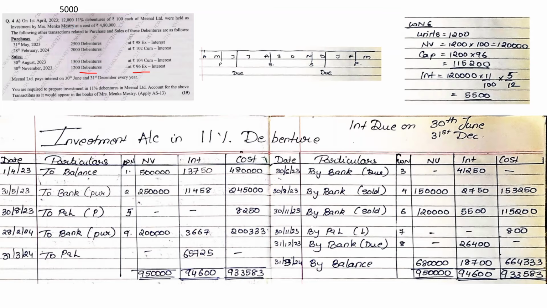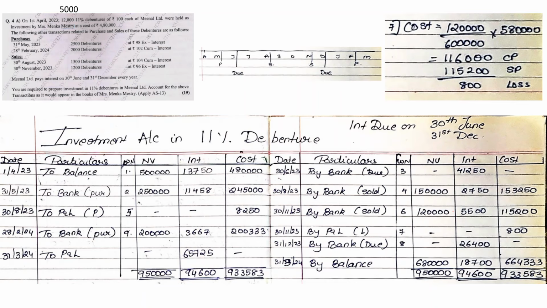Once that is done, again we need to find whether we have any profit or loss. So cost, again NV of sale 1,20,000 upon total NV. So that was 7,50,000 minus now 1,50,000. So that's 6 lakhs into 4,80,000 plus 2,45,000 plus 8,250 minus 153,250. Okay, so we get 5,80,000. When you multiply, you get the value as 1,16,000. That's the cost price. Selling price is 1,15,200. So I'm selling at a lower price. So we have a loss of 800. So I'm writing here on the same date by P&L, loss of 800.